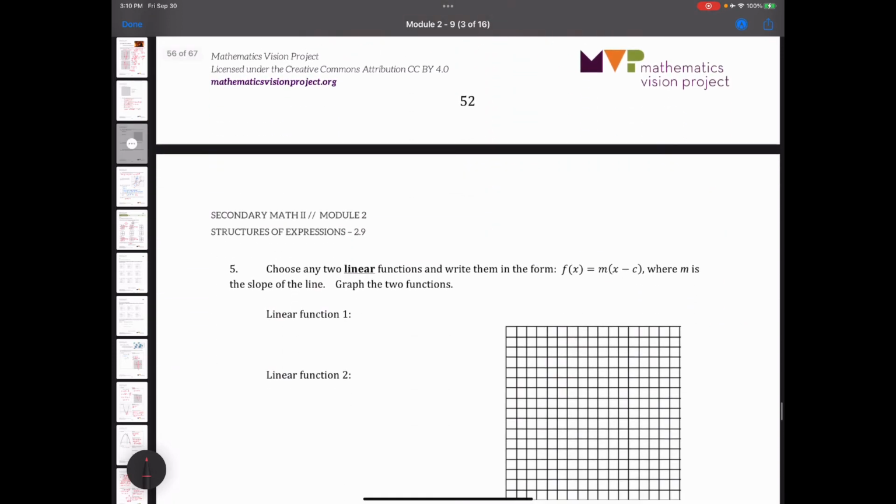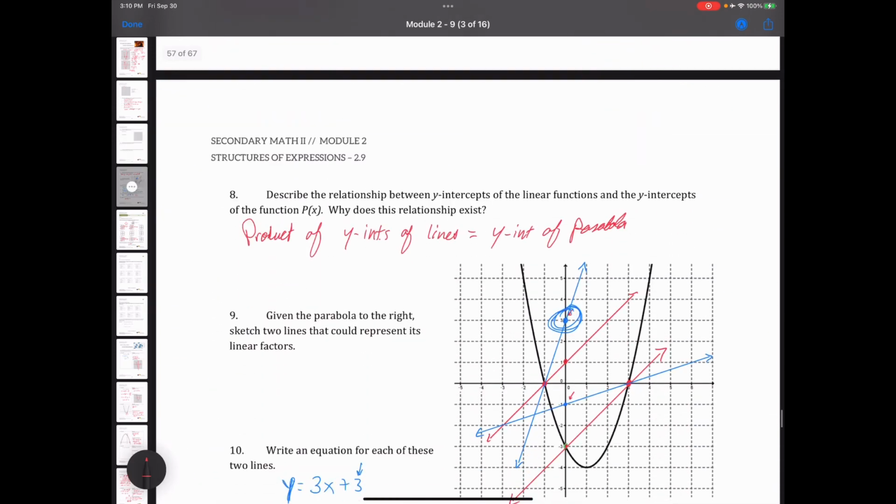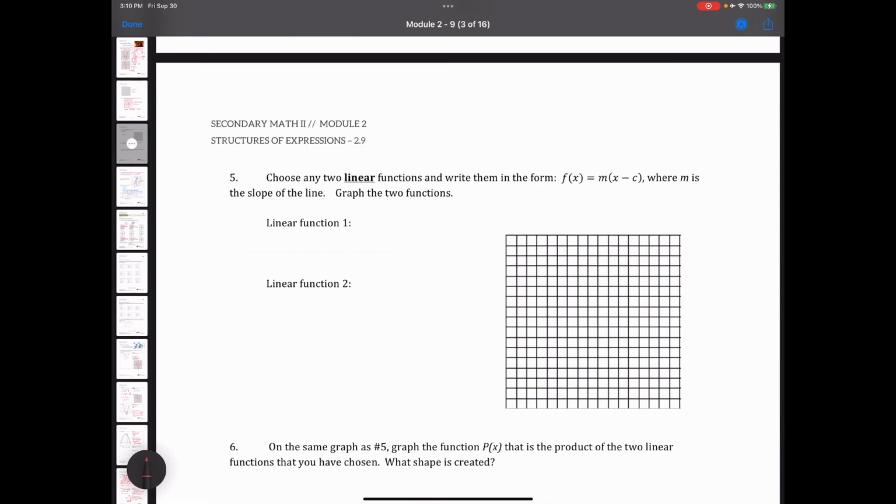All right, so there are the first 4 questions, and now we're going to do something a little bit different. I want you guys to start this, and then I'll give you an example. You are going to choose 2 linear functions and write them in the form f of x equals m times x minus c, where m is the slope, and x minus c are just some numbers there, okay? Go ahead and try writing those, and then also try graphing those. Pick some numbers that are relatively small so that you can graph them on this coordinate plane. And then we'll come together in just a moment and graph those together.